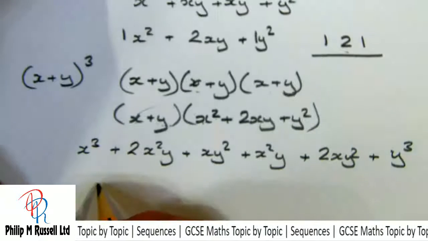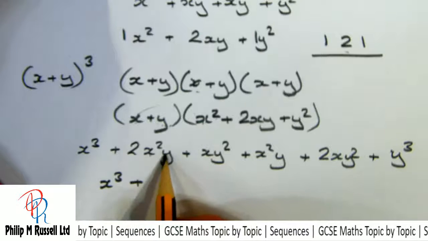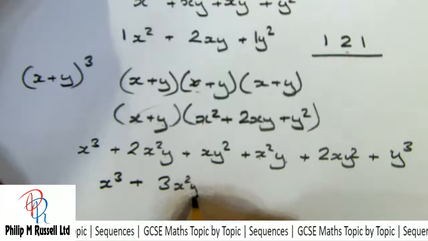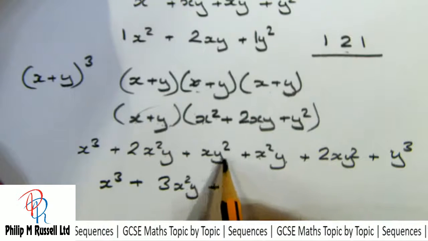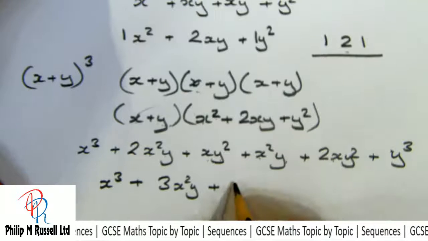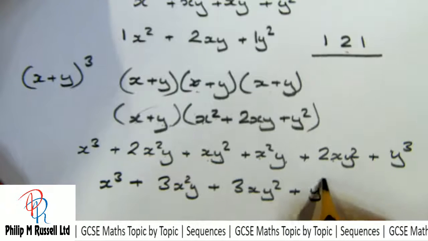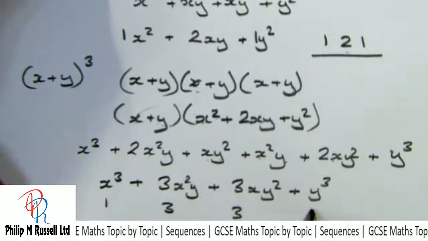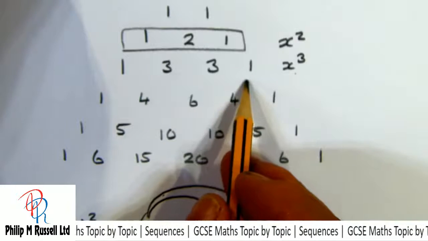Let's collect the like terms. X cubed plus, now I've got 2x squared y and I've got another x squared y, so that's going to give me 3x squared y plus, I've got an xy squared and a 2xy squared. That's going to be 3xy squared plus y cubed. And I've got this 1, 3, 3, 1. And that is my other line.